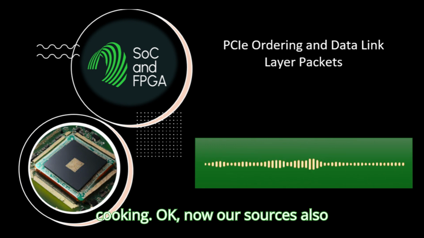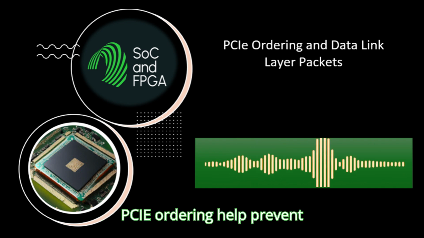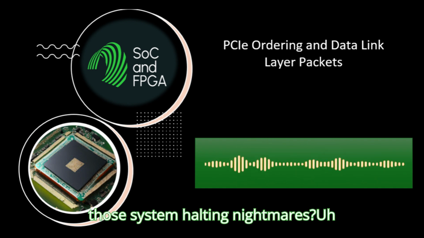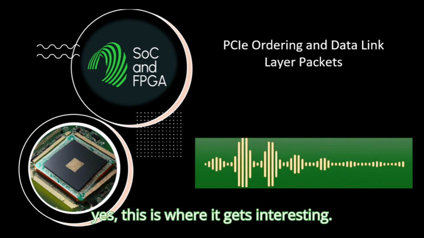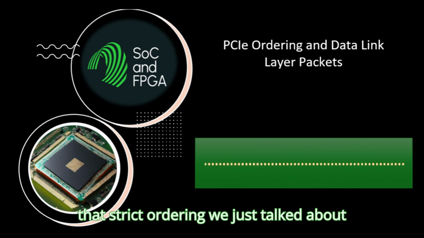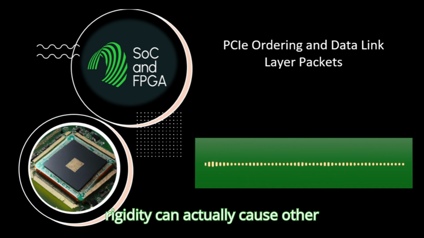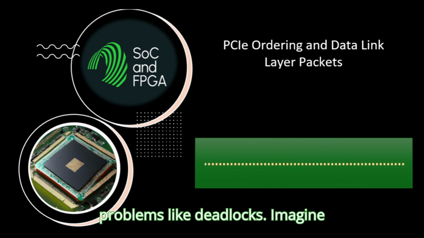Okay, now, our sources also mentioned deadlocks. How does PCIe ordering help prevent those system-halting nightmares? Yes. This is where it gets interesting, kind of a balancing act, because while that strict ordering we just talked about is vital sometimes, like for the producer-consumer, too much rigidity can actually cause other problems, like deadlocks.